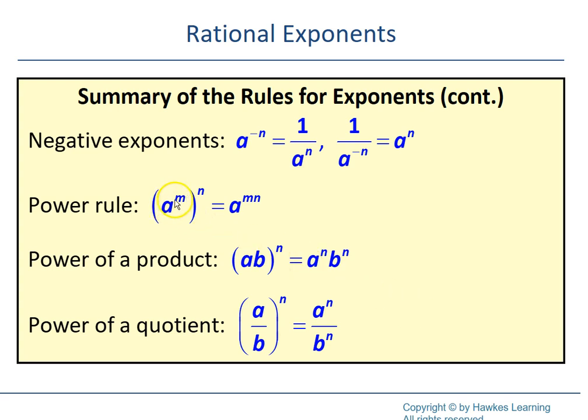And then the power rule: here we multiply exponents. And here the exponent goes by each of the variables. And again, the quotient rule of the power is that the exponent is applied to each part of it here.